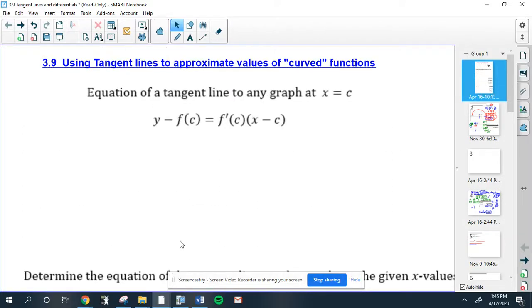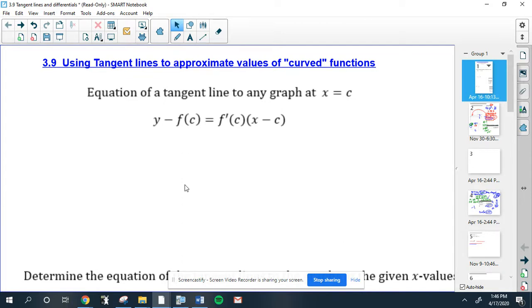All right, so this is all review. This is finding equations of tangent lines, and we're going to use this tomorrow to approximate values of functions. So just for now, we're going to review how to find the equation of a tangent line.